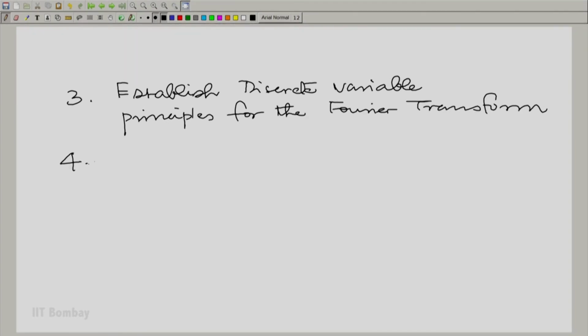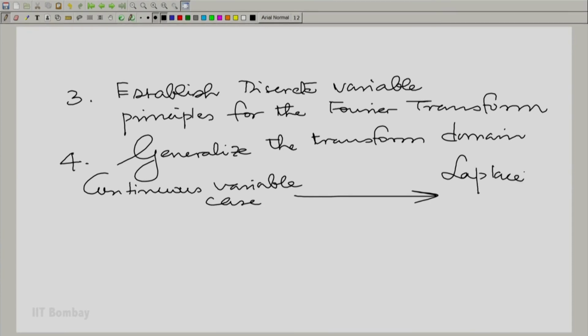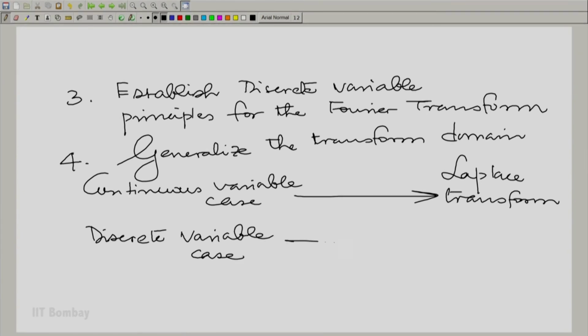And the fourth is to generalize the transform domain. For the continuous variable case, we generalize to the Laplace transform. For the discrete variable case, we generalize the Z transform. And having done all this, we acquire the ability to deal with a much wider class of systems than we can at the moment. So, where are we right now?